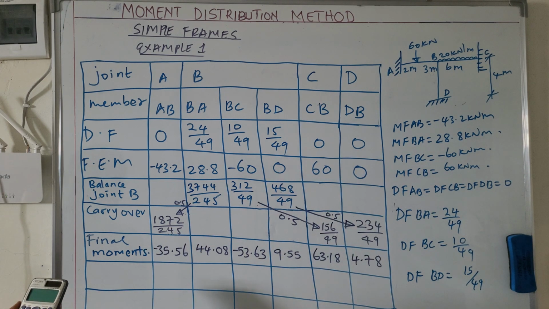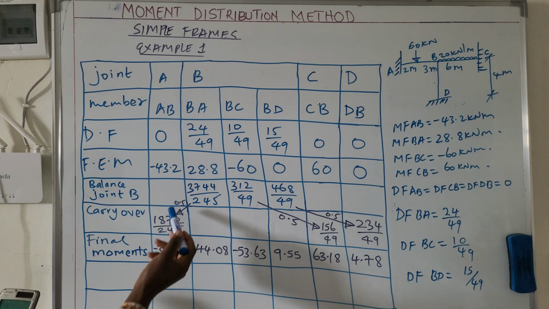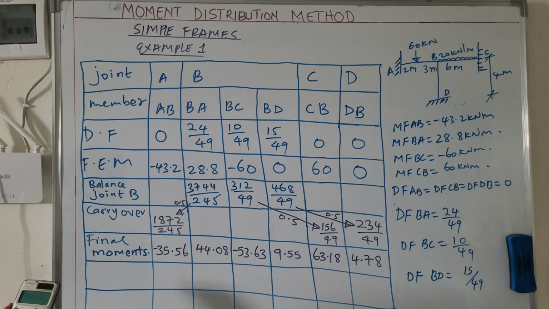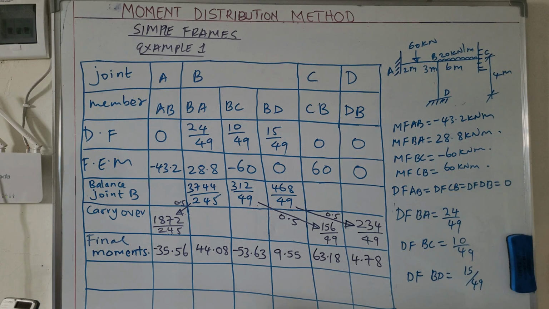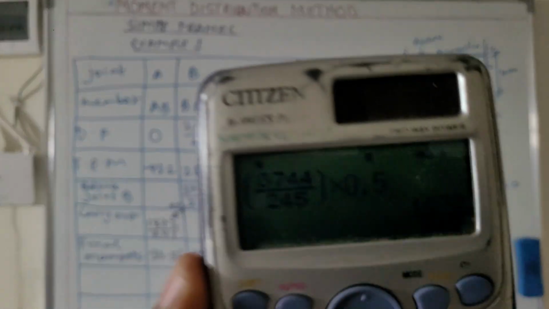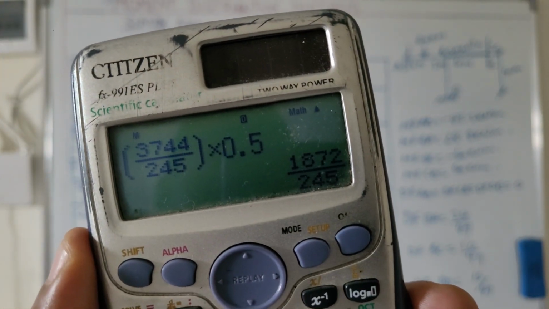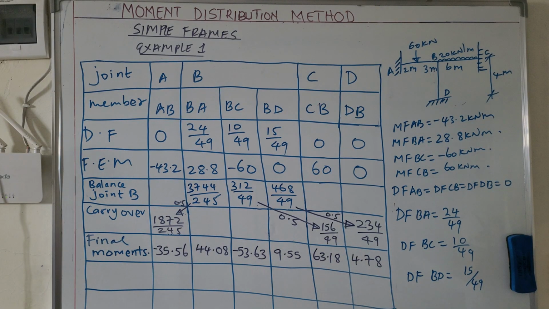Let's do it practically. That 7.44 divide by 2.45 times 0.5. You can either divide this value by 2 or multiply this value by a half, or multiply by 0.5. It is the same thing. So it gives you 1872 over 245, and you write your value here.